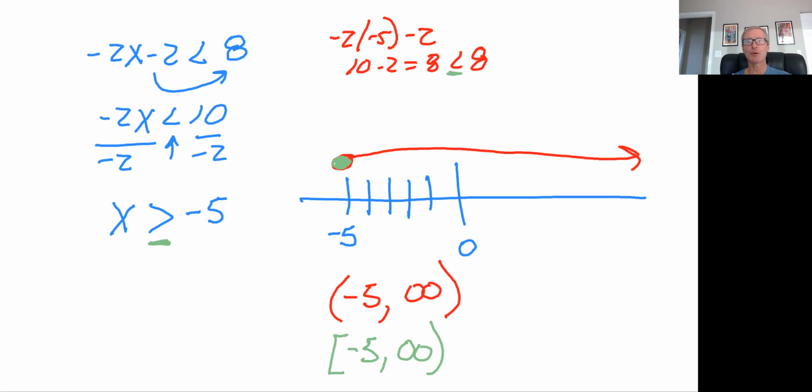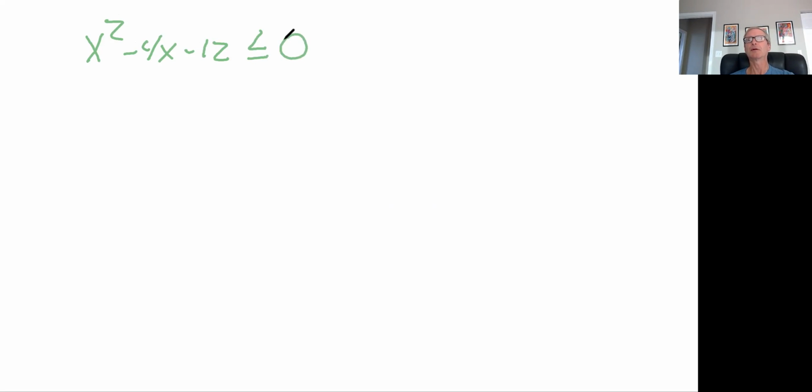The next step is to add the complexity of making this a quadratic instead of a linear equation. So say we do this. We have the equation x squared minus 4x minus 12, and say we want to ask, what is the solution set for less than or equal to 0?